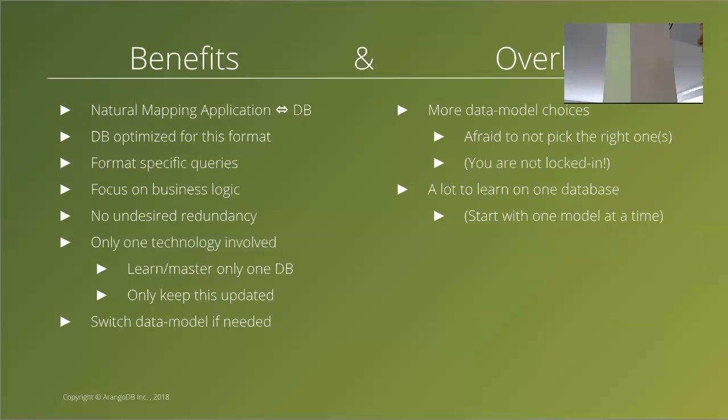Another thing is, you have a lot to learn for one specific database, because you have to learn three data models. But you can start with one model at a time. So if you have a document case, you don't have to care about the graph stuff. You can just focus on the document stuff and get the system up and running. And as soon as you figure out, oh, I need some graph data modeling, then maybe take a look at the graph stuff and learn a bit more.